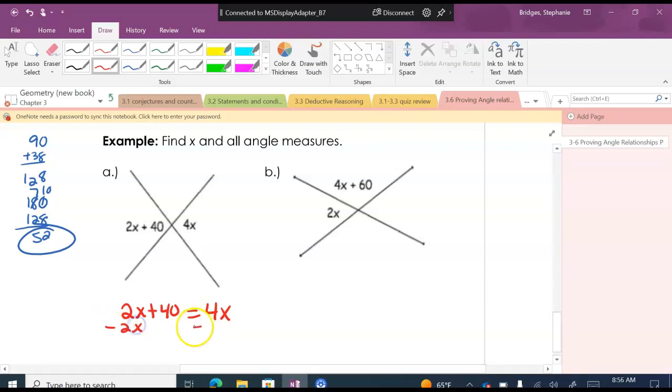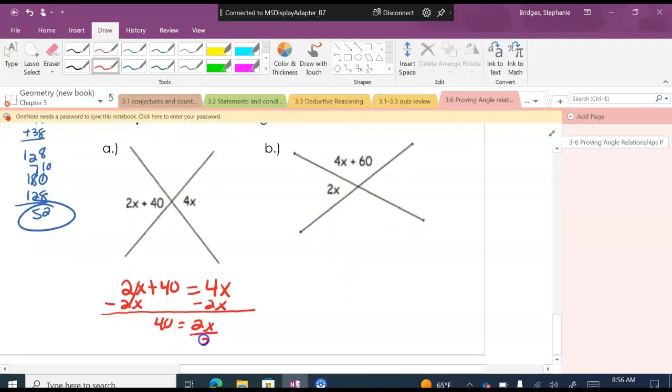I need to get my x's on the same side of the equation. So what is it that x is going to equal here? 20. And so if I were to plug that back in, what is 4 times 20? What's 4 times 2? 8. Stick a 0 on it. 4 times 20 is 80. And if this angle is 80, what does the other angle have to be? 80? Okay.